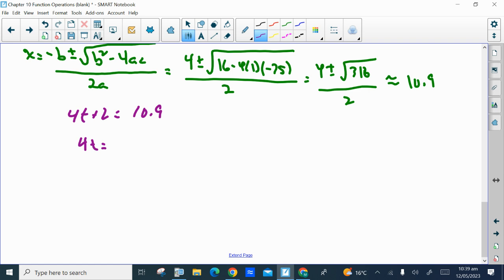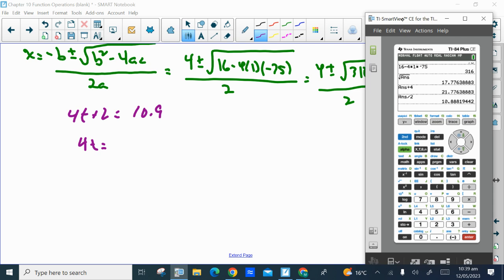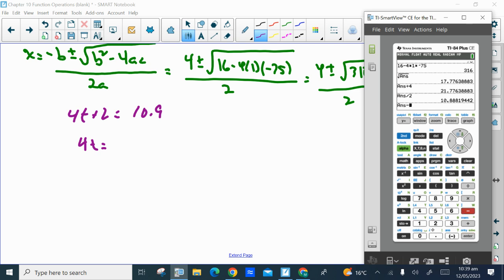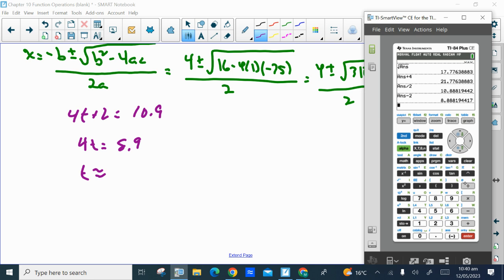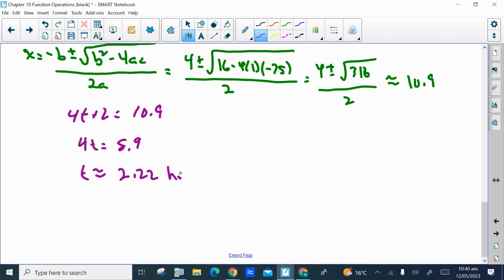So 4t will equal, and again, we want to keep this number in our calculator. So I've got that decimal there. I will subtract 2 because I'm subtracting 2 from both sides. So 4t will equal approximately 8.9. And then we'll divide by 4 to get our approximate answer. So divided by 4, approximately 2.22 hours is how long it would take for the number of bacteria to reach 2,000. Okay?